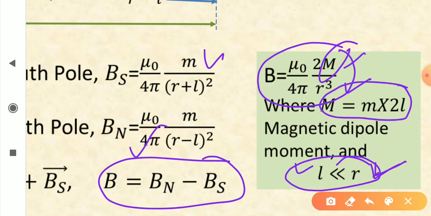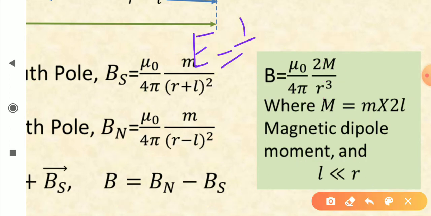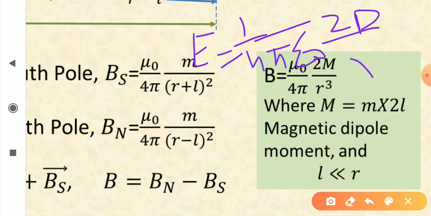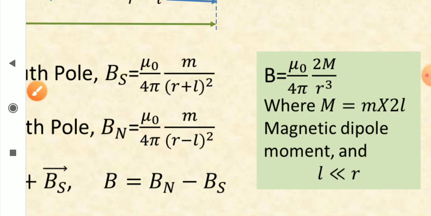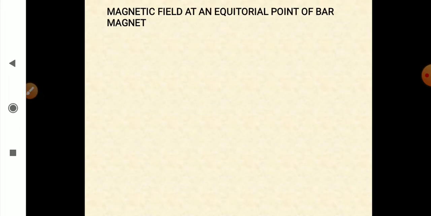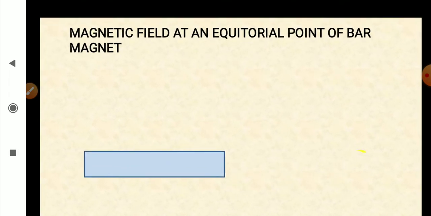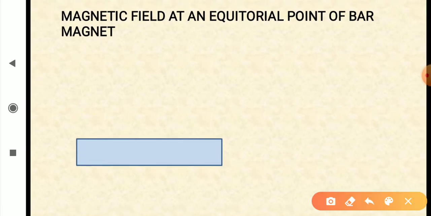So, this relation is also similar to the electric field due to an electric dipole, that is E is equal to 1 upon 4 pi epsilon naught 2p upon r cube. So, it is easy to remember and take care of the directions. Now, this again is a problem similar to that of an electric dipole.